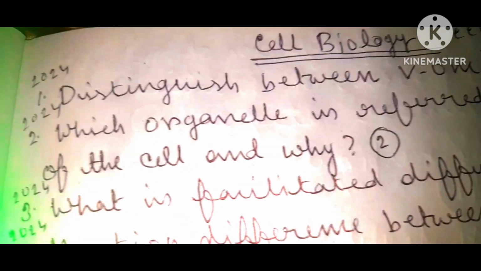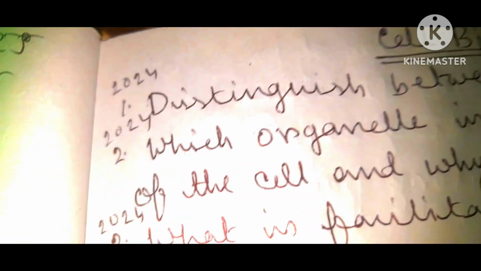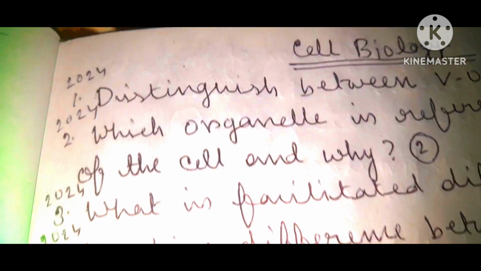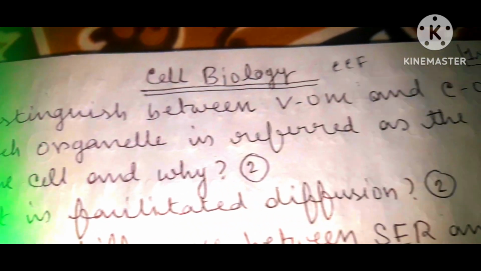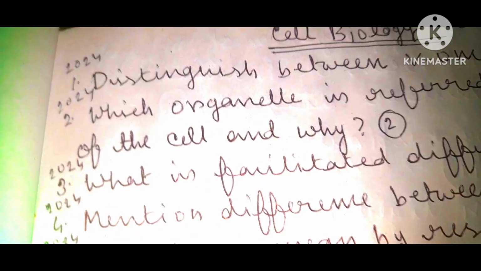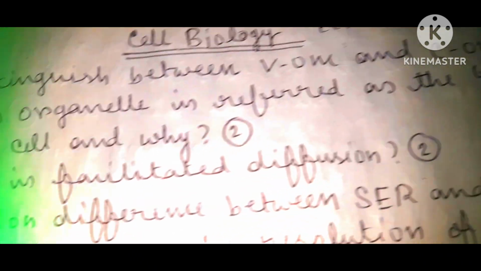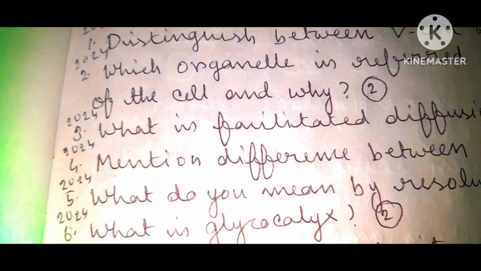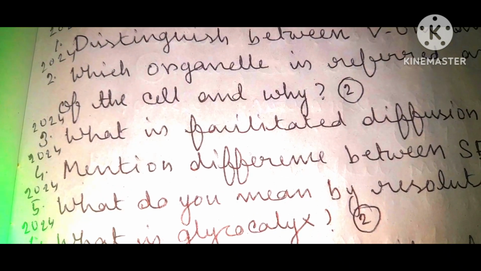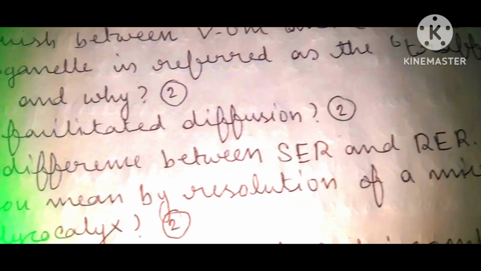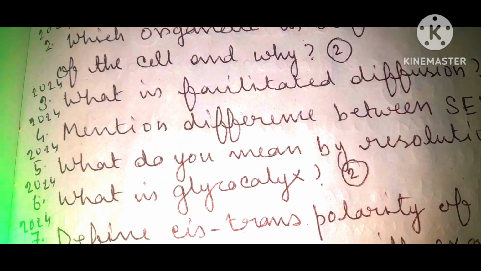These questions are from University of Calcutta year 2024. Now let's concentrate. Distinguish between V-onc and C-onc, carrying 2 marks. Which organelle is referred to as the traffic police of the cell and why, carrying 2 marks? What is facilitated diffusion, carrying 2 marks?